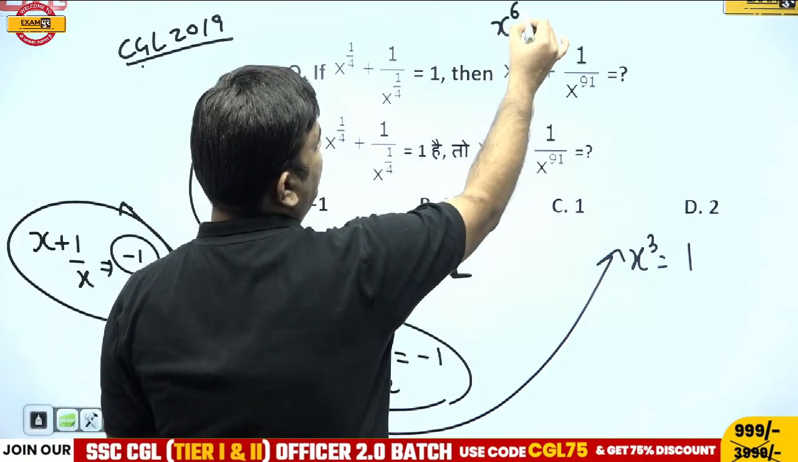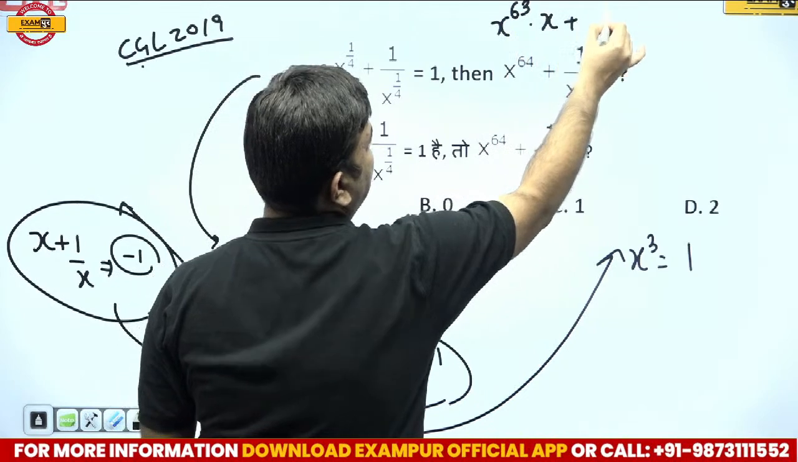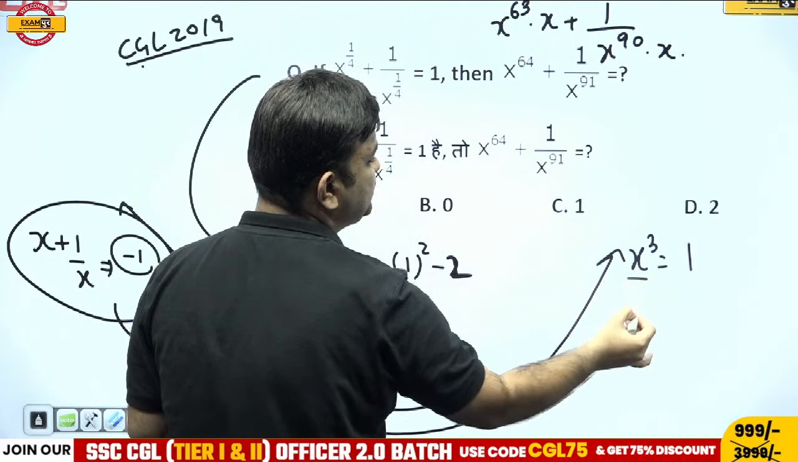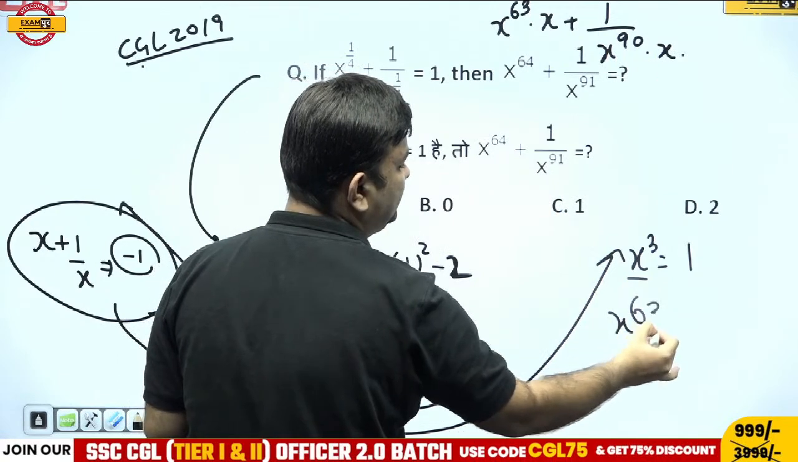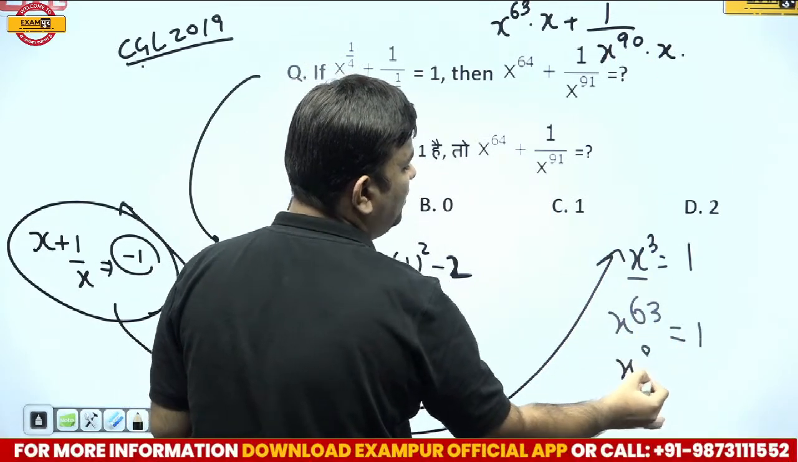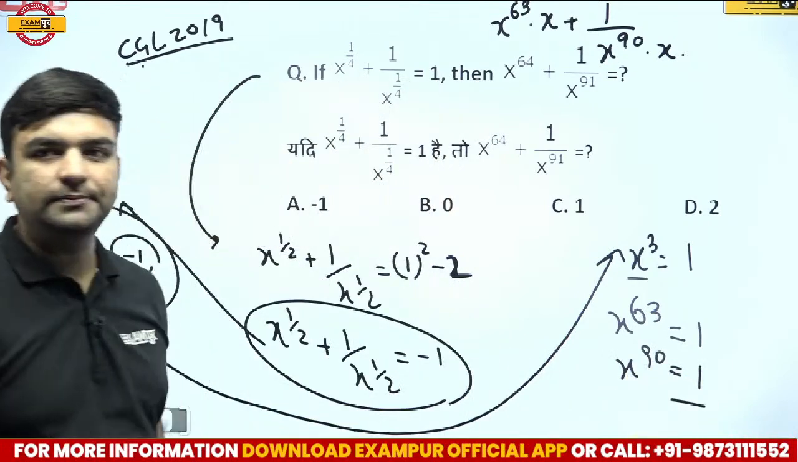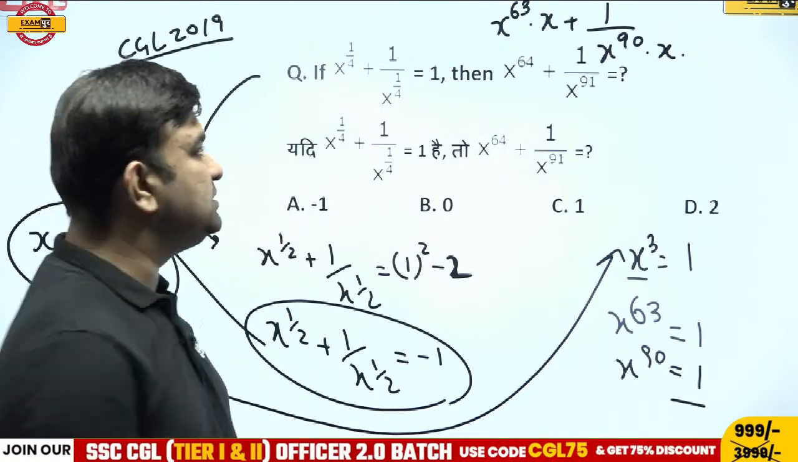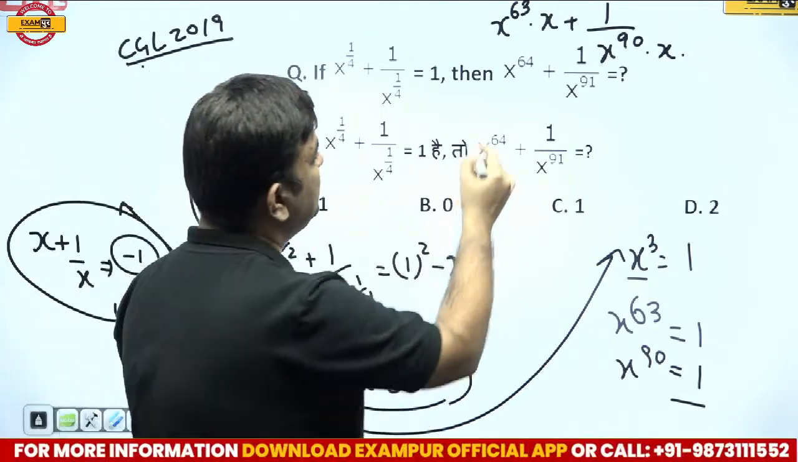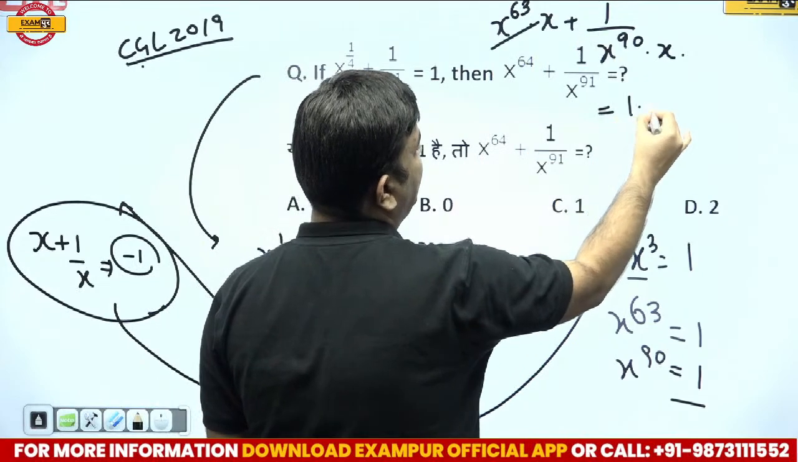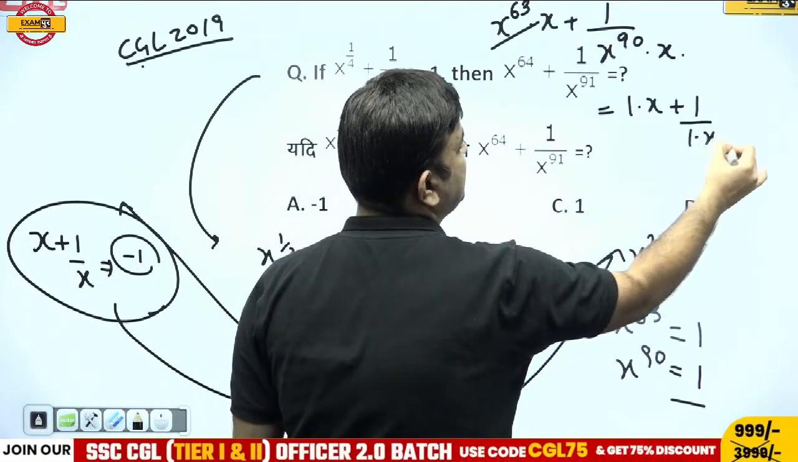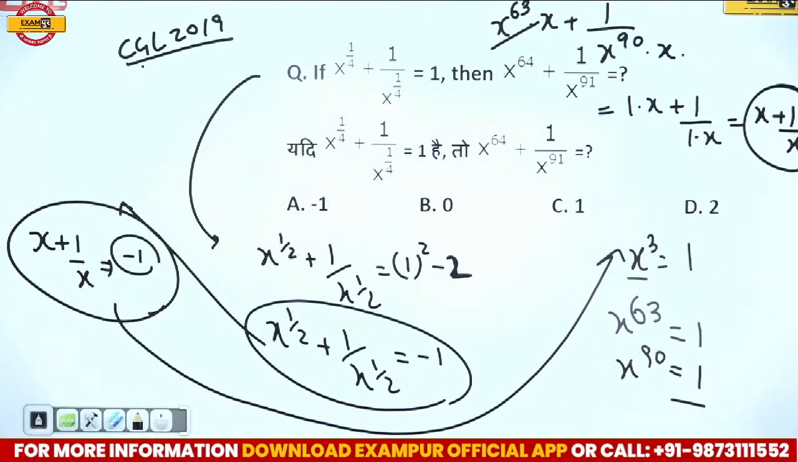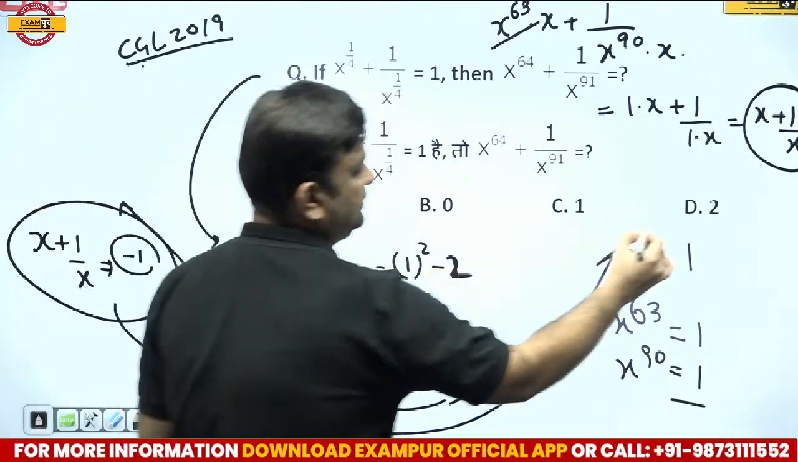So I would break it into x to the power 63 into x plus x to the power 90 into x. If x cube is 1, then all multiples of 3 are also 1. So this is 1 into x plus 1 into x, that is x plus 1 upon x, and x plus 1 upon x is minus 1.